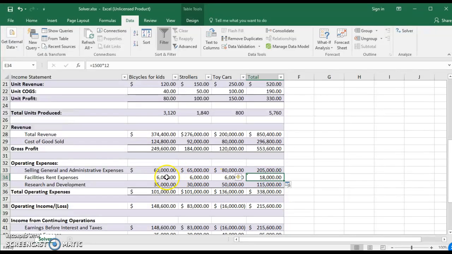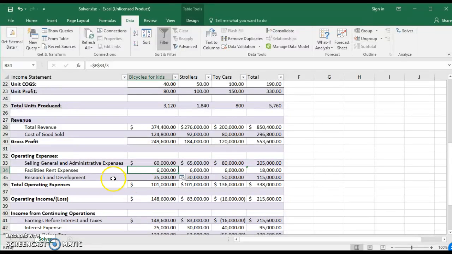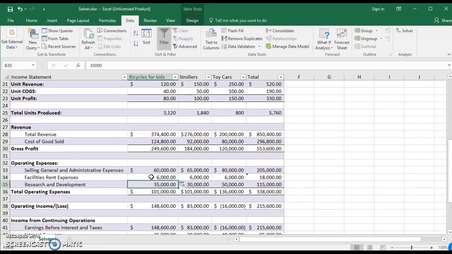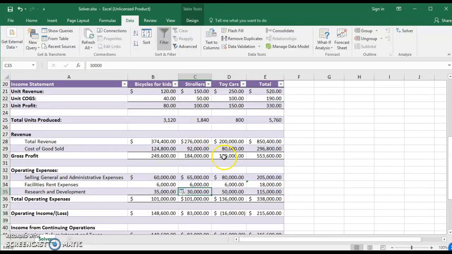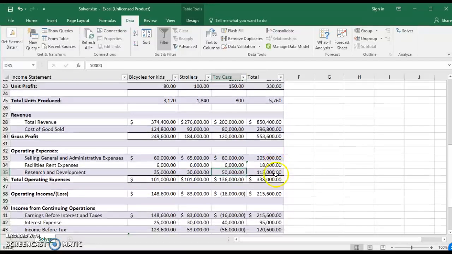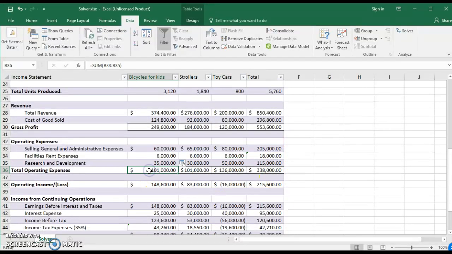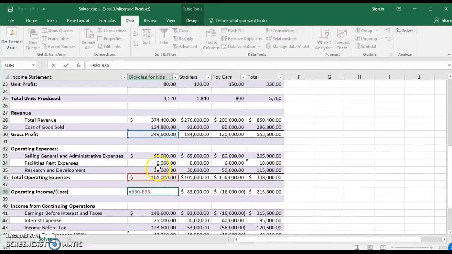And then we're going to divide it among the 3 products. So we're using this total divided by 3, and that's where we come up with the $6,000. And then research and development is $35,000 for bicycles, $30,000 for stroller, and $50,000 for toy car. And that's our operating expenses. And after the operating expenses, we have the operating income. So it's the total gross profit minus what we have in operating expenses.